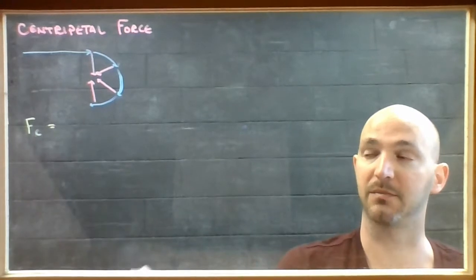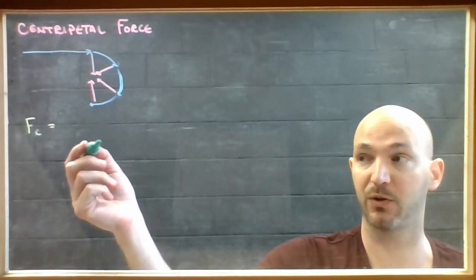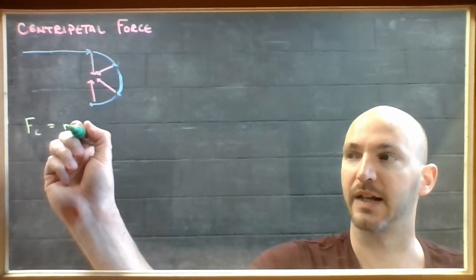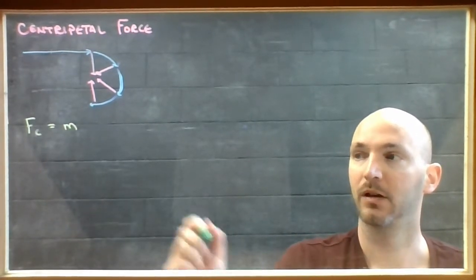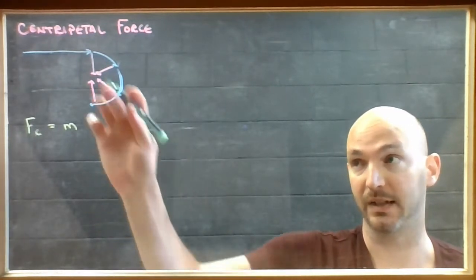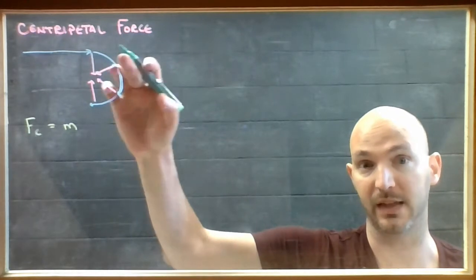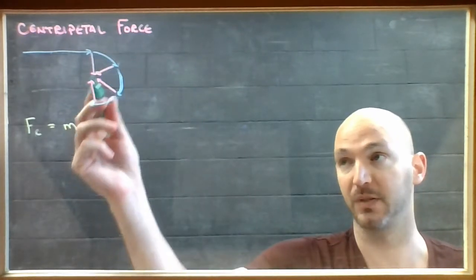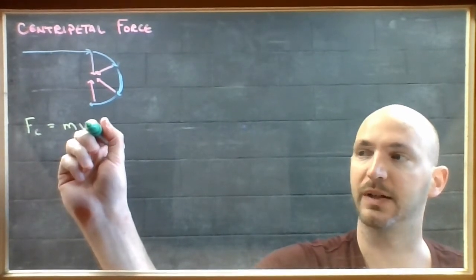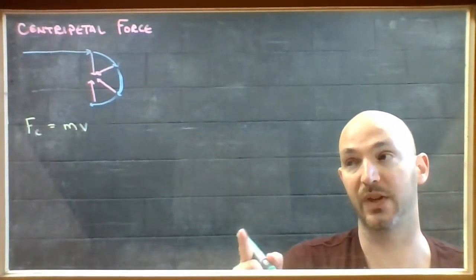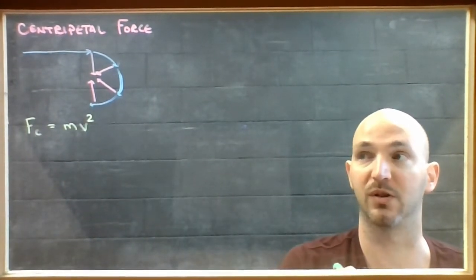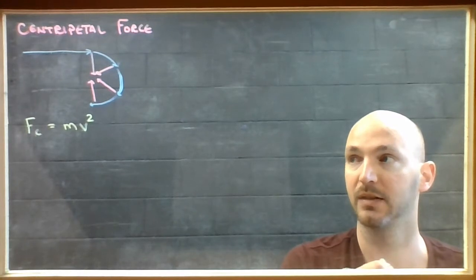The first thing that matters is the heavier you are, the more force you need, obviously. I mean, that's true for everything. I'm gonna park an M on there. Next thing is the faster you're going, the more force you're going to need. And obviously, if something's going very quickly, you need to pull it harder to get it to bend in a circular path. So you need a V. And not only is it V, but it ends up being V squared. So your speed has a huge effect on how much force is required.